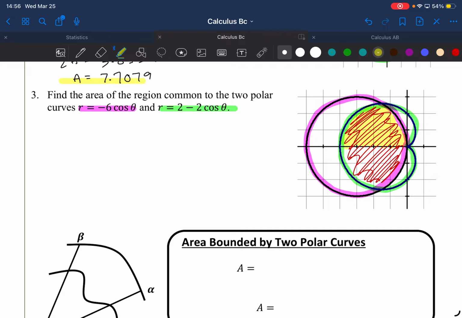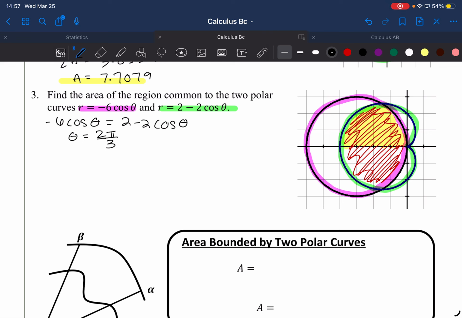Okay. So then the first thing I'm going to do is set these two equal to each other. Remember, you do that on Desmos to find theta. So I have -6 cosine theta is equal to 2 minus 2 cosine theta. Okay, again, you do that on Desmos, and you're going to get some decimal that represents 2 pi thirds. I can't remember what it is, but it is going to represent 2 pi thirds.